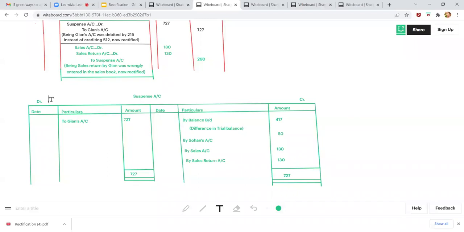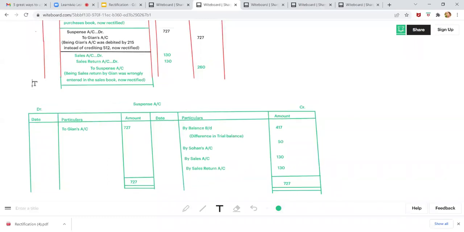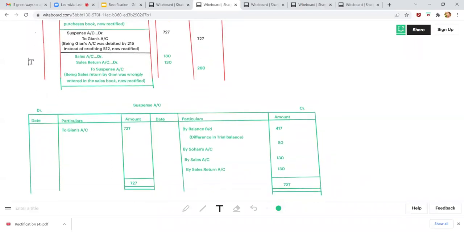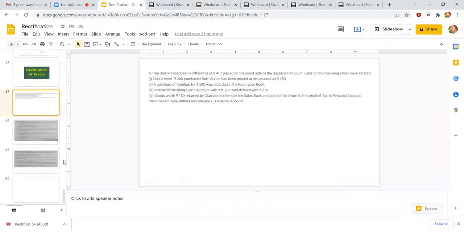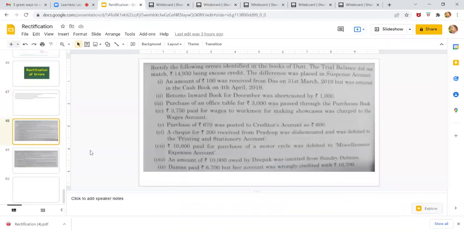All right, Khushi? Yes, ma'am. Till now, is there any doubt? No, ma'am. Khushi, this is the question. You have to solve it right now. Okay, ma'am.